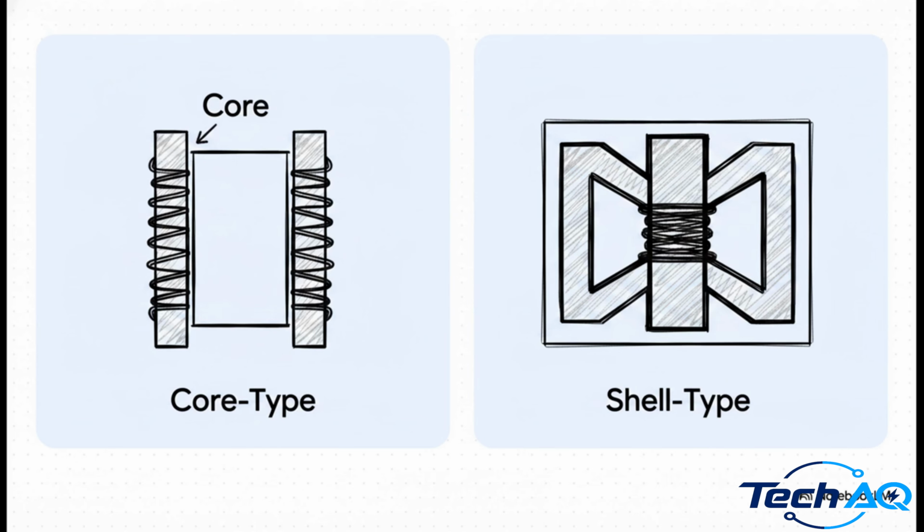But on the flip side, in a shell-type transformer, the core actually surrounds the windings. This design physically traps the magnetic field, and that provides much better magnetic coupling and lower leakage flux. So it's absolutely ideal for high voltage and highly sensitive electronic applications.